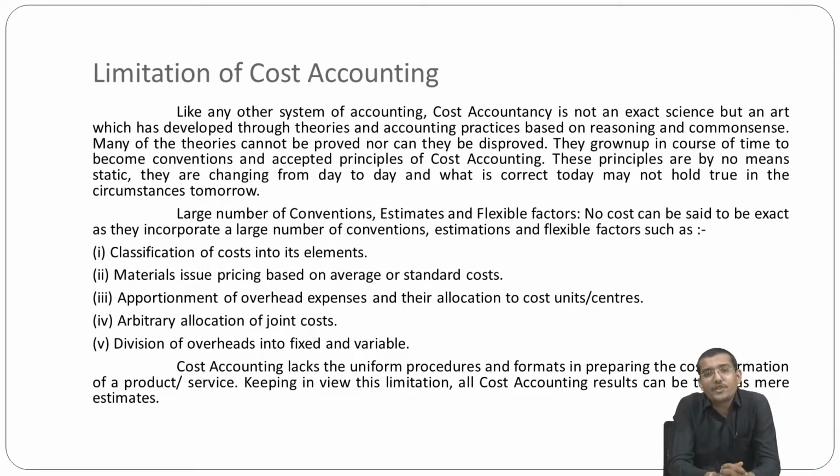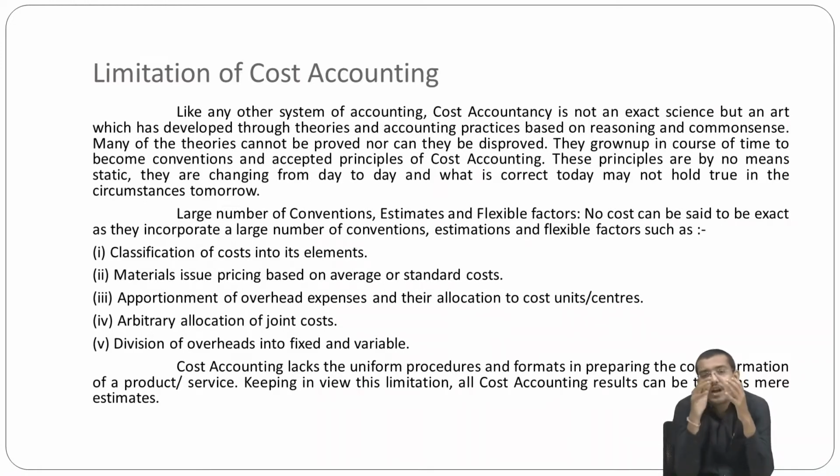Then materials issue pricing based on an average or standard cost, which is also important in nature. Then apportionment of overhead expenses and their allocation to cost units or centers. Then arbitrary allocation of joint costs in a byproduct, that is joint product and byproduct. Then division of overheads into fixed and variable basis. Sometimes it may be semi-variable, so accordingly you have to classify it.